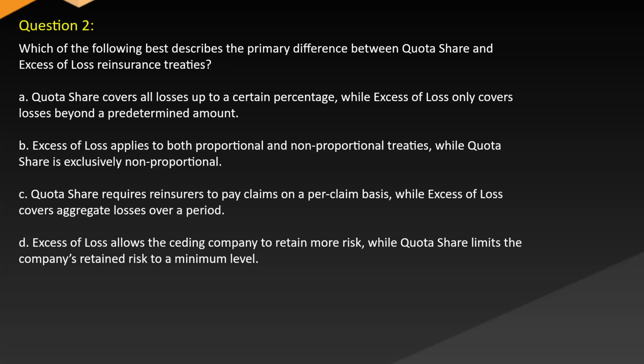C. Quota share requires reinsurers to pay claims on a per-claim basis, while excess of loss covers aggregate losses over a period. D. Excess of loss allows the ceding company to retain more risk, while quota share limits the company's retained risk to a minimum level.